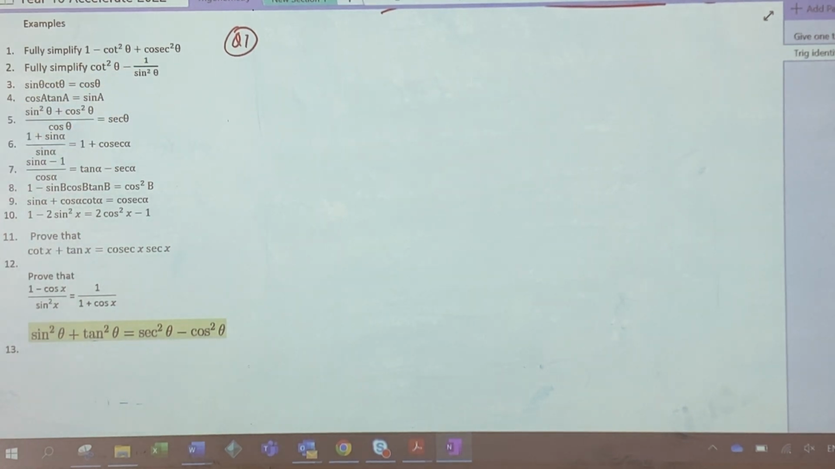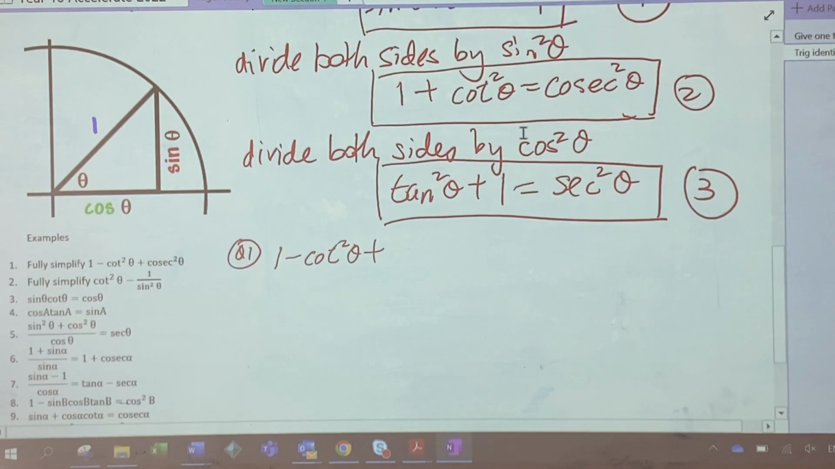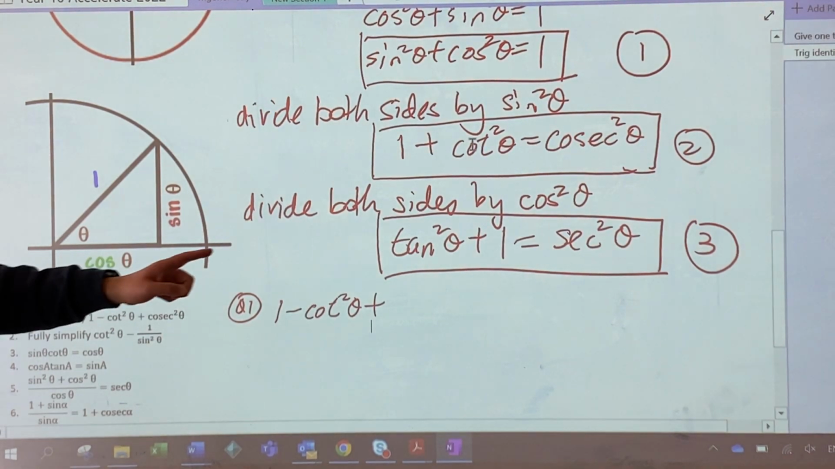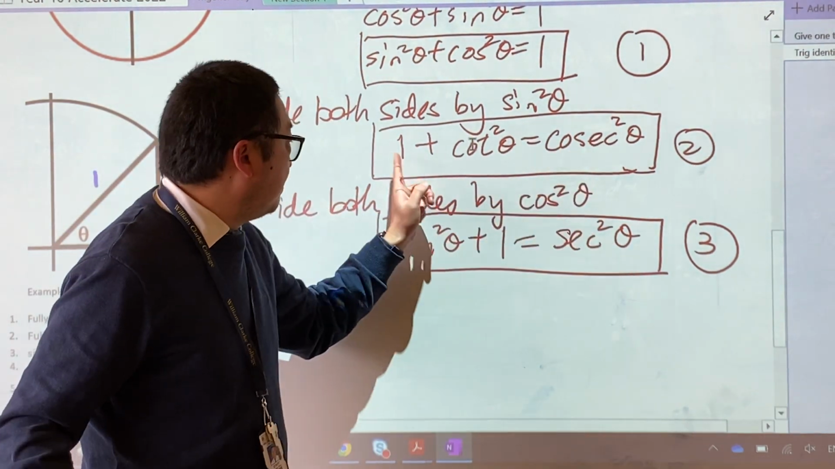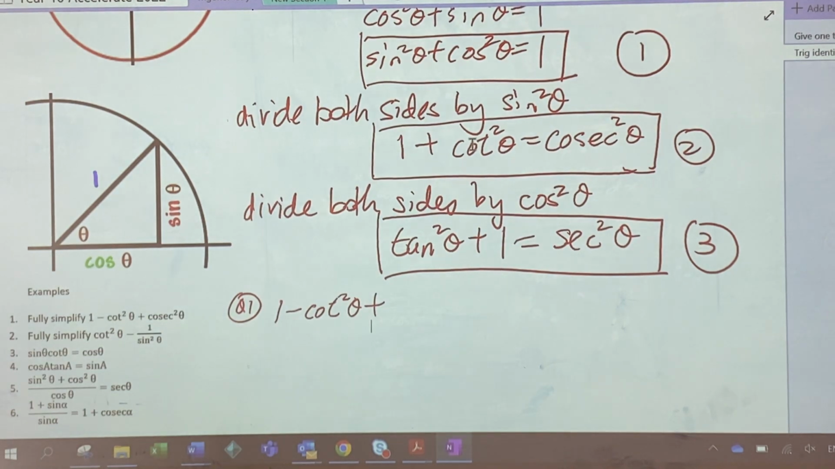So what I'm going to do is just copy down 1, take away cos square theta plus the, have a think, what's cosec square theta? Then go back to use the identity we've just shown here. What's cosec square theta? 1 plus cot square theta. So this part is going to be replaced by those two terms. Put it in here. Cool?